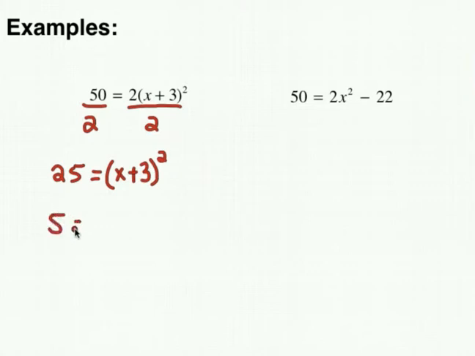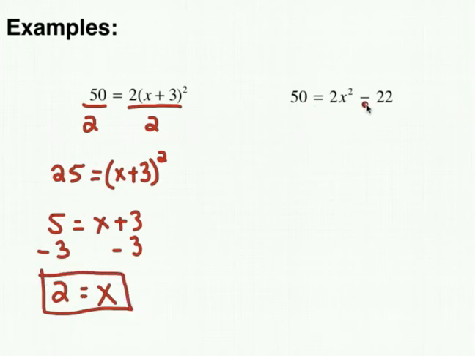We get a positive and negative solution. We're only going to worry about the positive one. So we get plus or minus 5. We'll use the plus. When we take the square root of this side, we just get x plus 3. We now must subtract 3 from each side, and we get x equals 2. 5 minus 3 is 2.